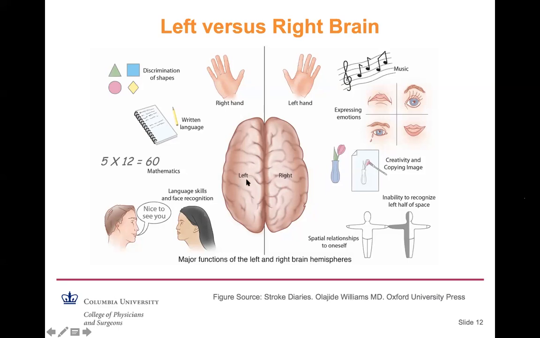If you are left-handed, then 60% of the time your language is still in the left hemisphere. 20% of the time in a left-hander, your language is co-dominant. It's in both the left and the right, so it's represented across both hemispheres, and 20% of the time it's represented in your right hemisphere. That is if you are a left-hander, versus a right-handed individual where 99% is in the left hemisphere.